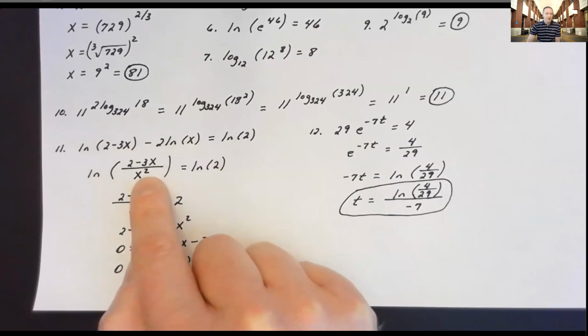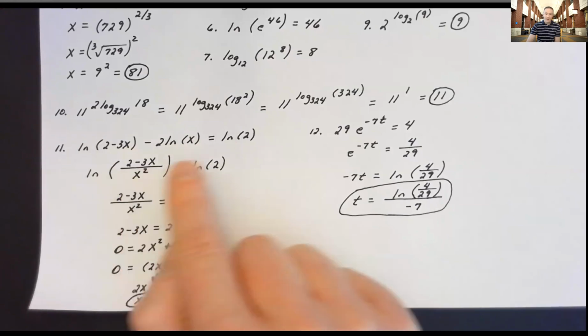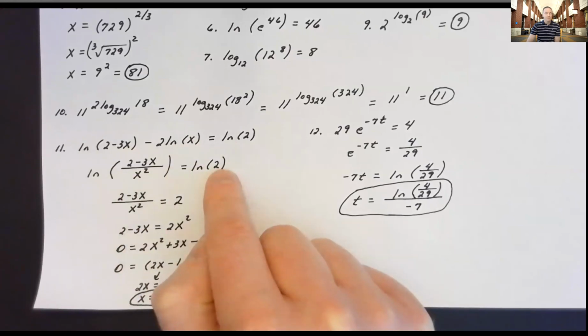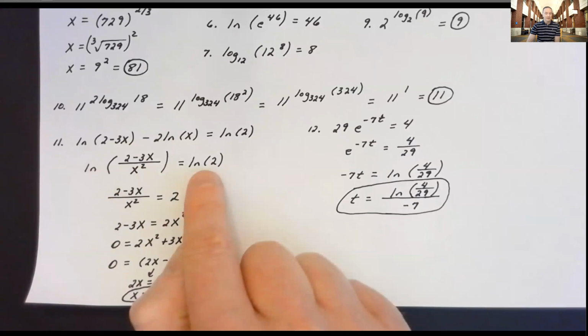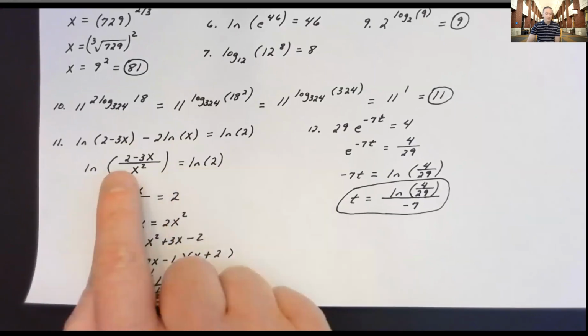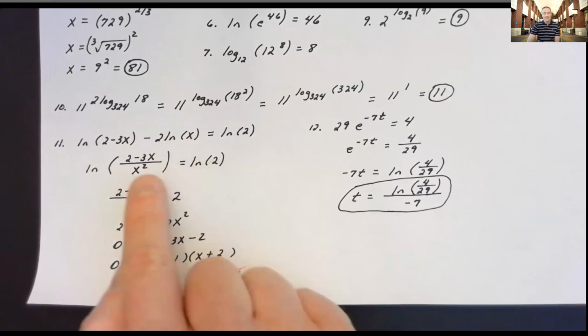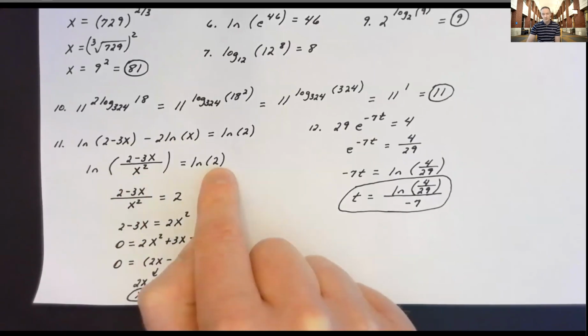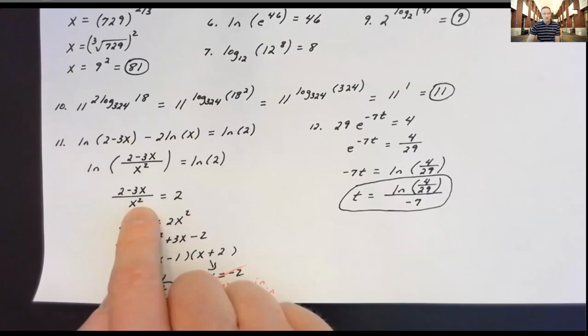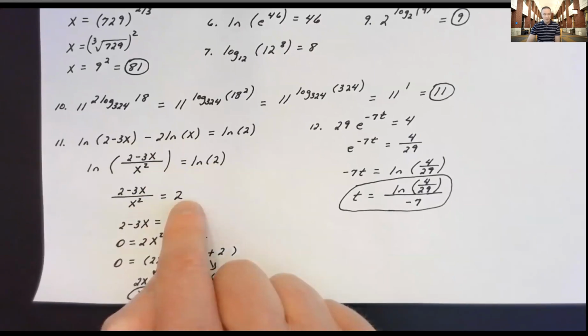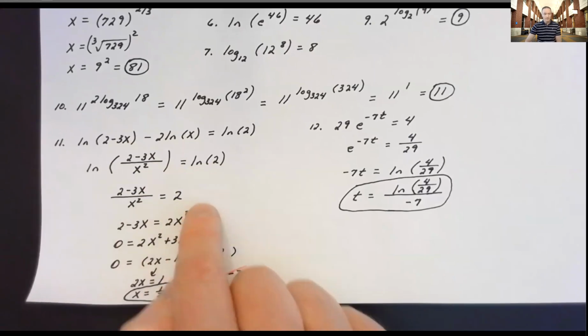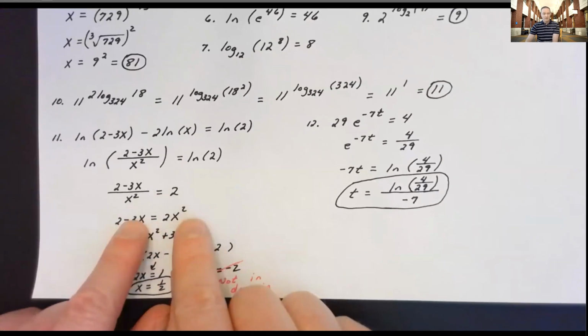And then I can say, okay, once I do that, I left the right-hand side alone. Now I have the same logarithmic base. So the only way the left-hand side could equal the right is if what's inside of these natural logs equal each other. So that's what I've done. 2 minus 3x over x squared is equal to 2. We multiply both sides by x squared. We get 2 minus 3x is equal to 2x squared.